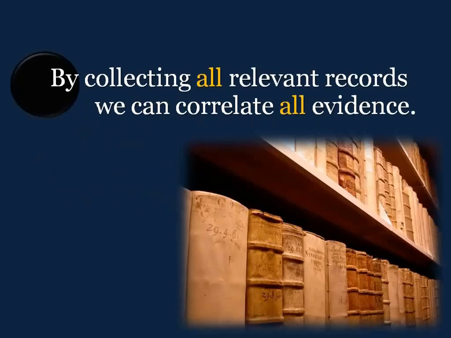By collecting all of these relevant records, we can then turn around and correlate all of the evidence contained in these records. And that's another aspect of the Genealogical Proof Standard, that we correlate the evidence from each of these records in order to try to determine what is actually the truth.